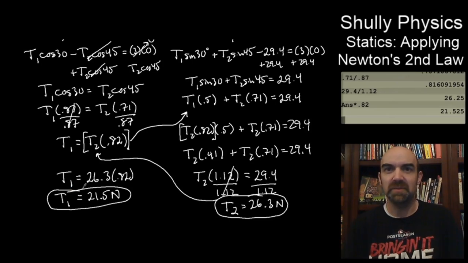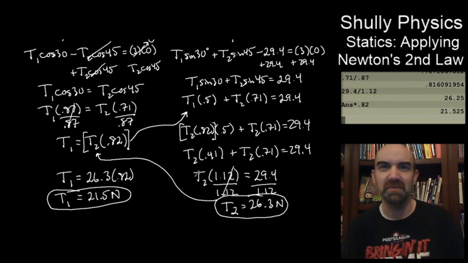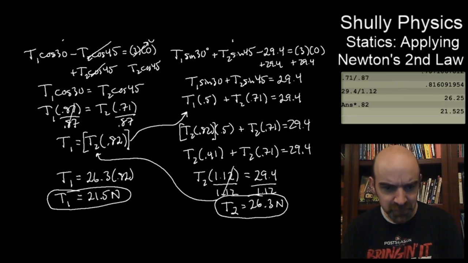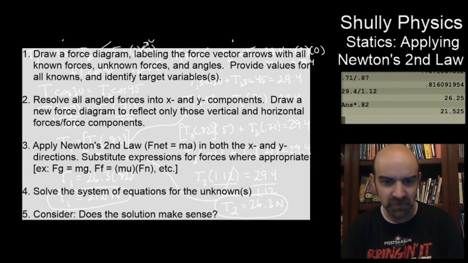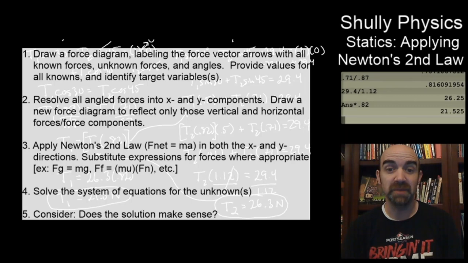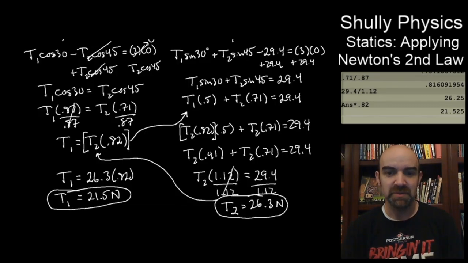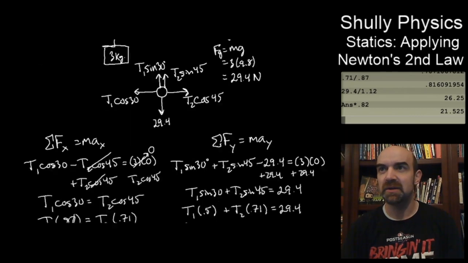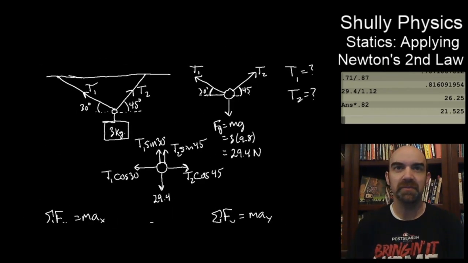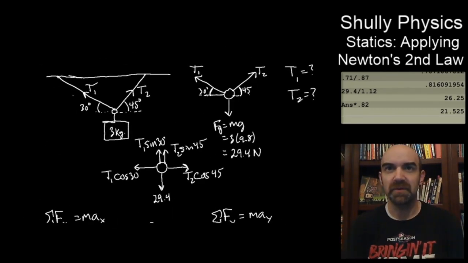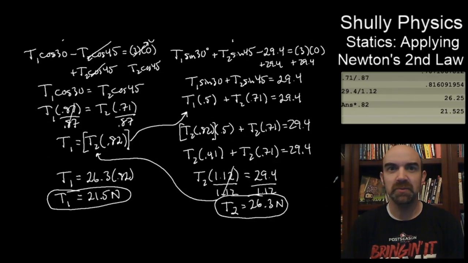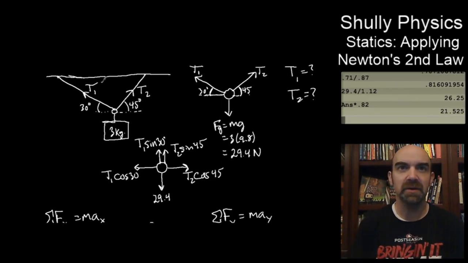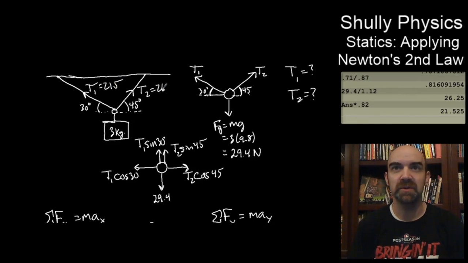All right, let's see if this makes sense. That's a step I was kind of missing here. I didn't look back at that, but always remember that at the end, we should consider, does the solution make sense? Just to make sure we didn't make any mistakes. So 21.5 and 26.3. Let's look at our diagram. I forget which one is which. Tension 1 is the 21.5. All right. So if this is 21.5 and this one is 26.3, does that make sense?